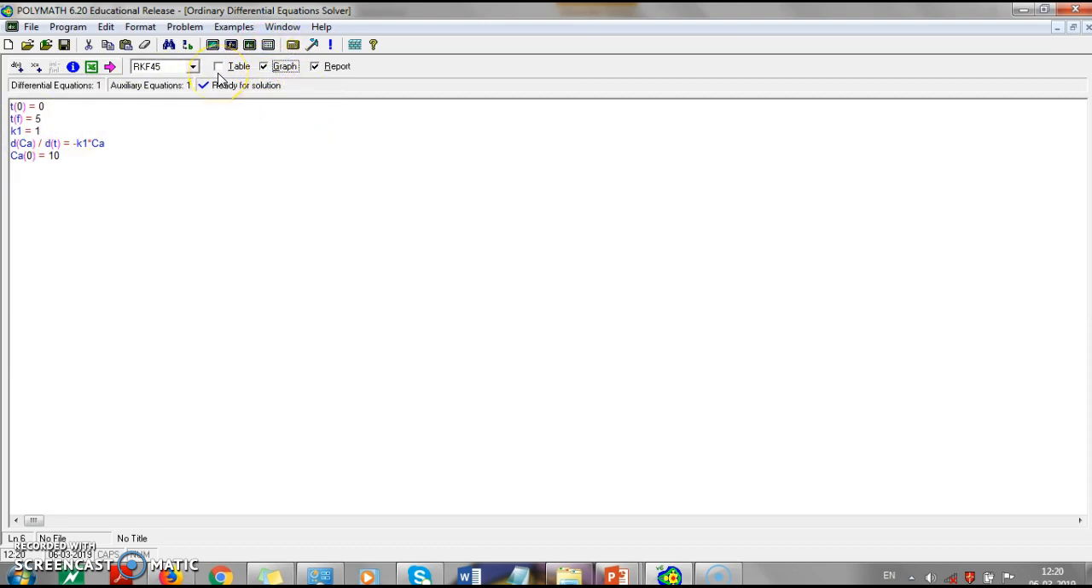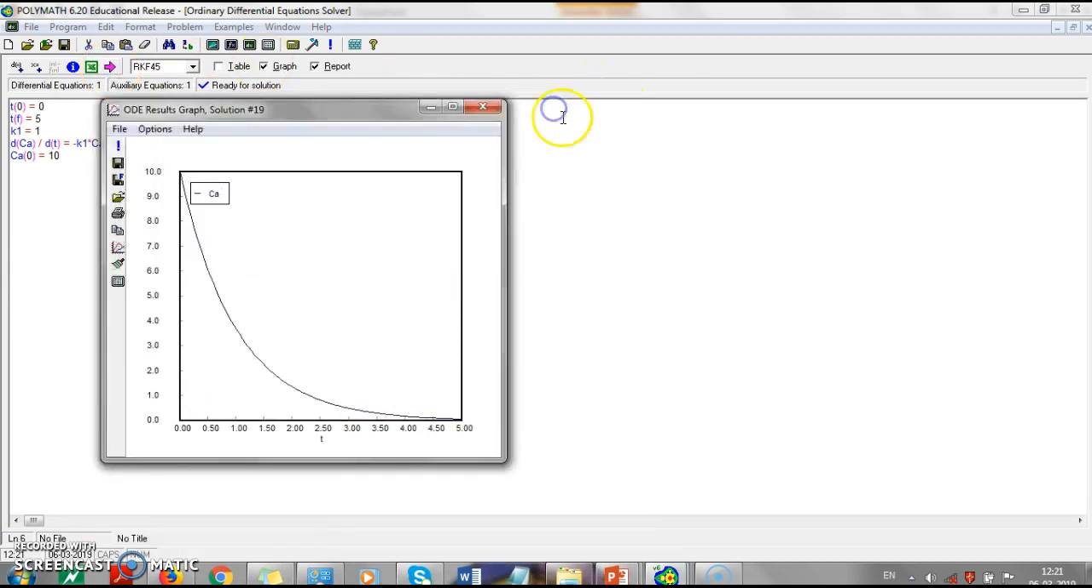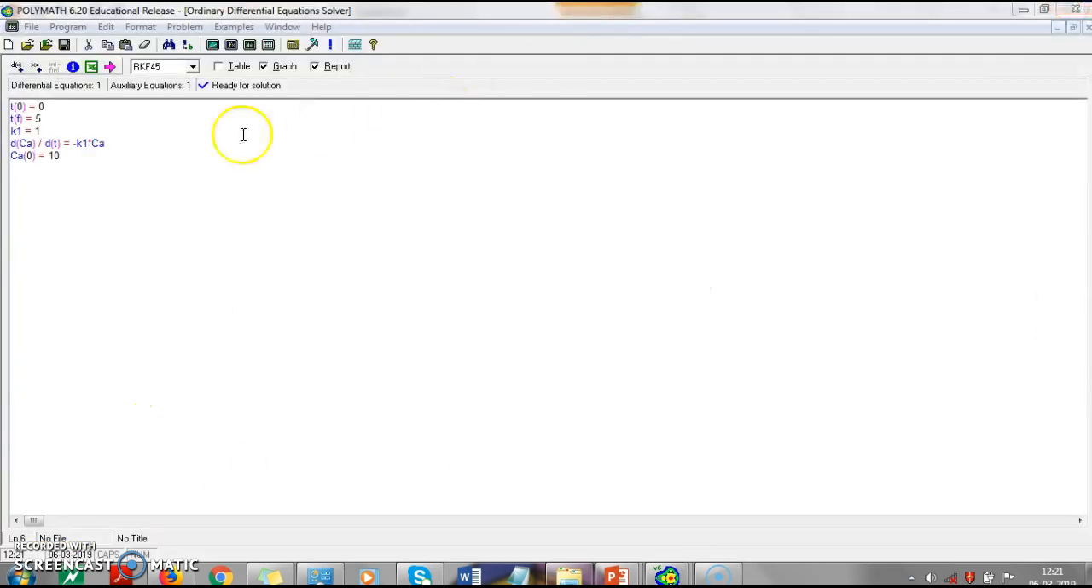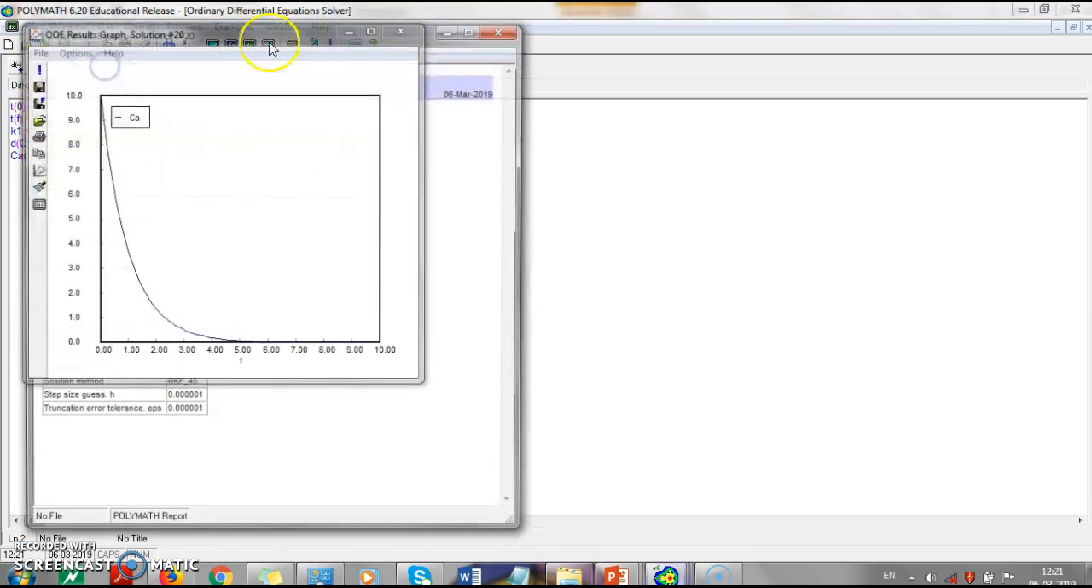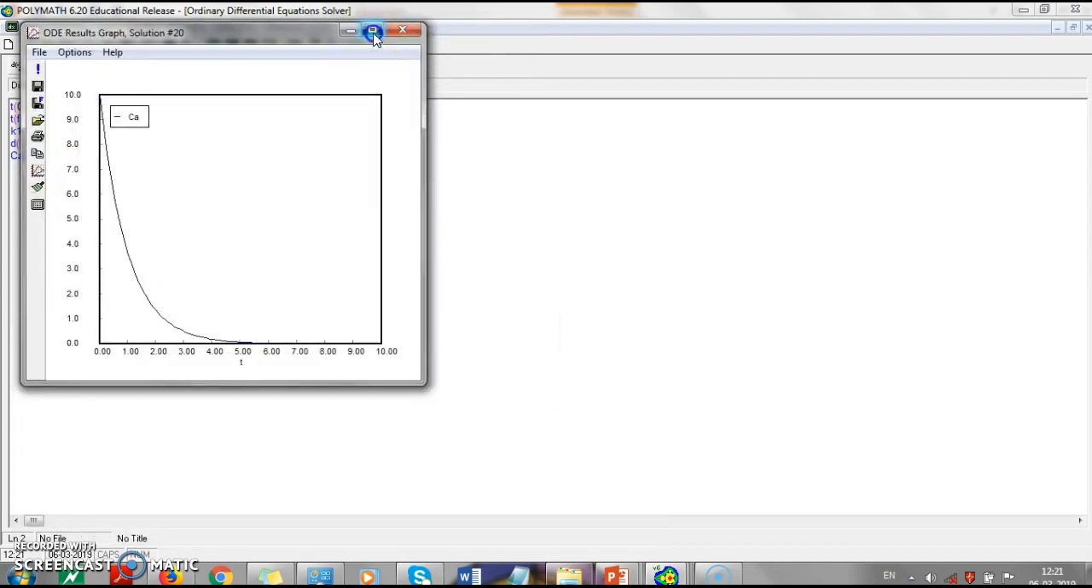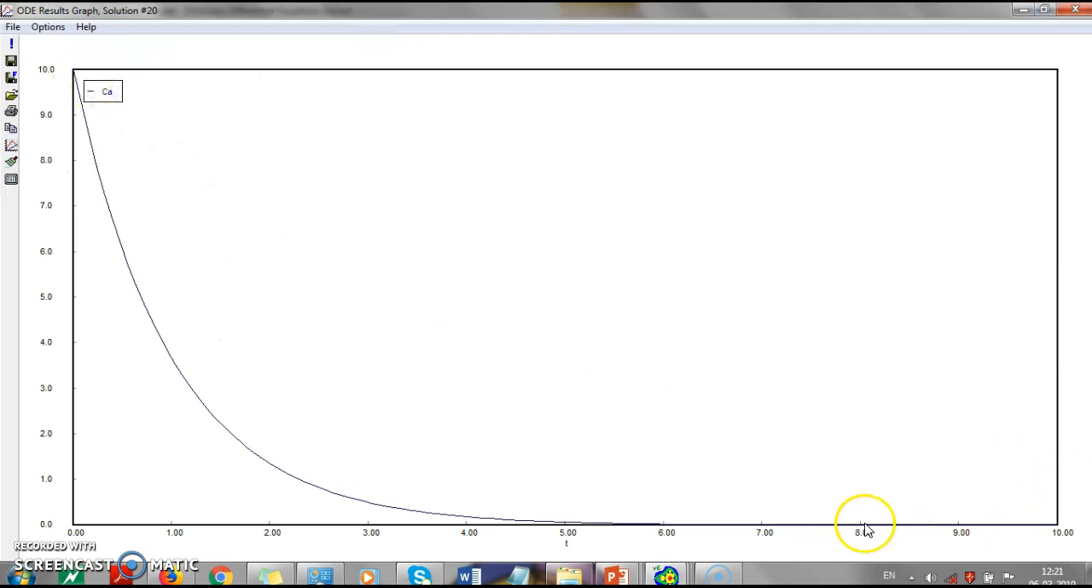Before we simulate it, let us put a tick on graph so that we get the graphical result. If you are interested in values of concentration with respect to time at every time interval, we may also take this. Right now we'll just simulate it and we see that this is what we get. As we can see, the concentration of A is falling with time, and it eventually reaches somewhere between 0 and 1. So we can increase the time from 5 to 10 maybe, and then simulate it. This will give us an idea that the final value is 0.000454, and you can see that the concentration is almost 0 after time unit 7.